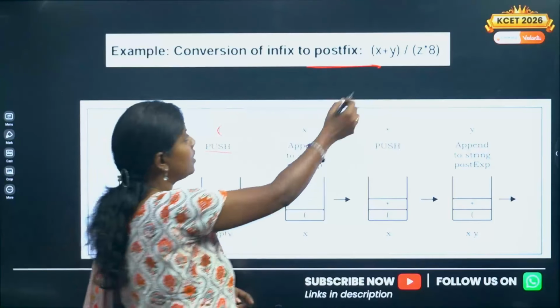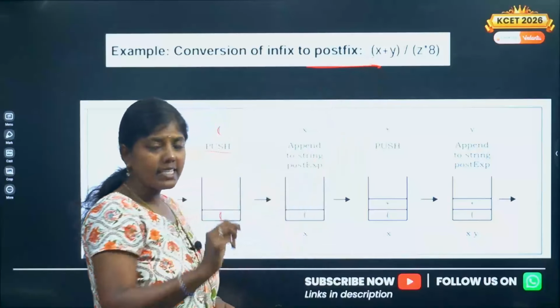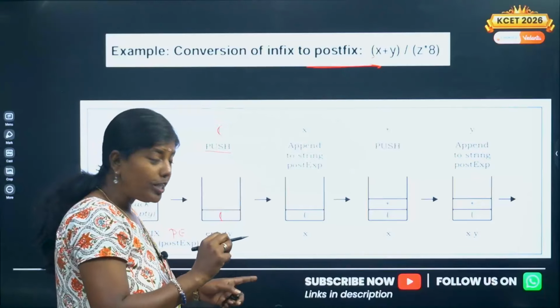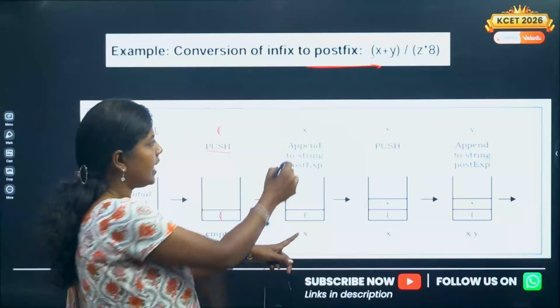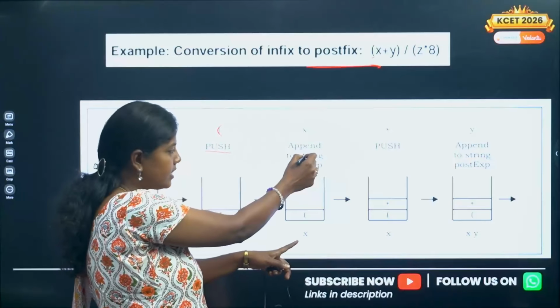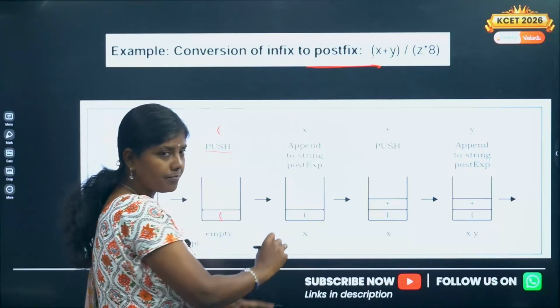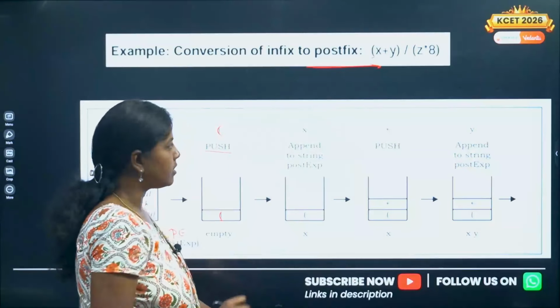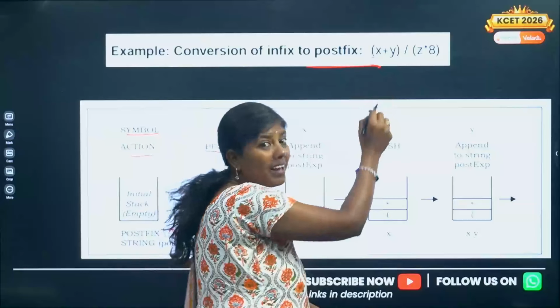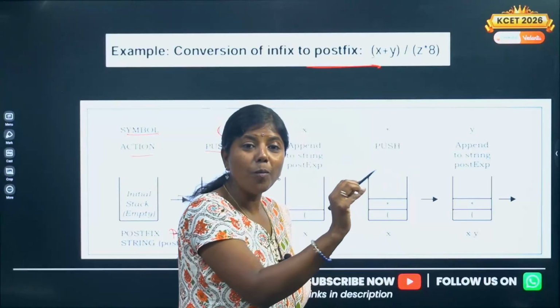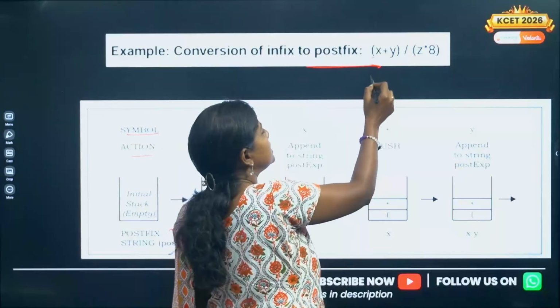The next character is x. X is an operand. Operand means you need to append it to the postfix string. Nothing extra is added to the stack. Then we have plus. Plus is an operator. Operator means check the precedence.